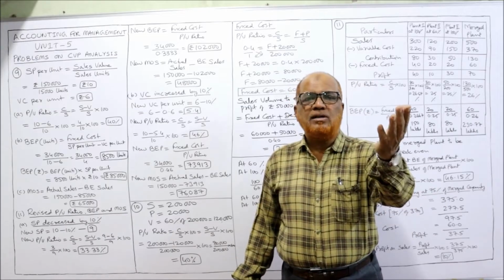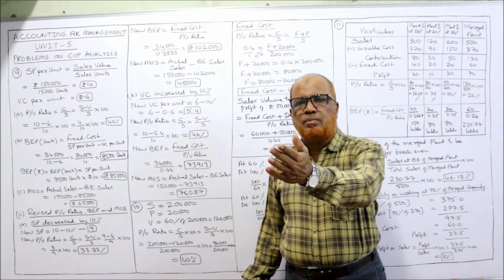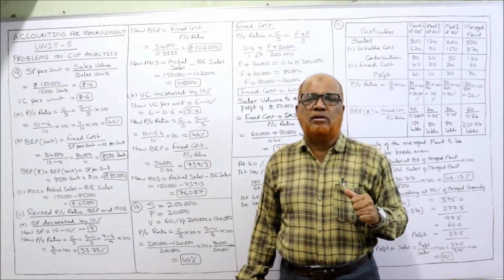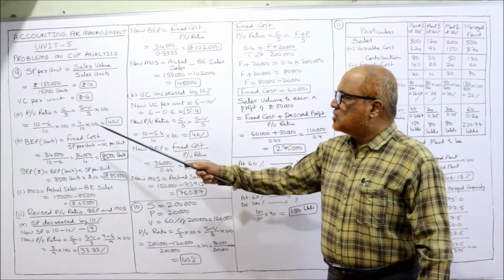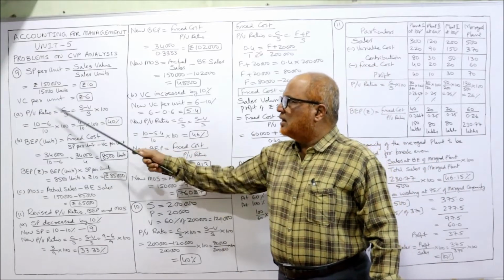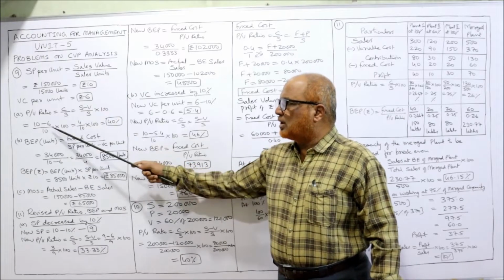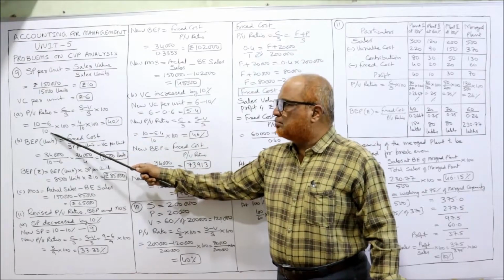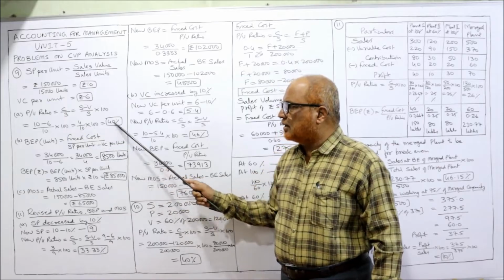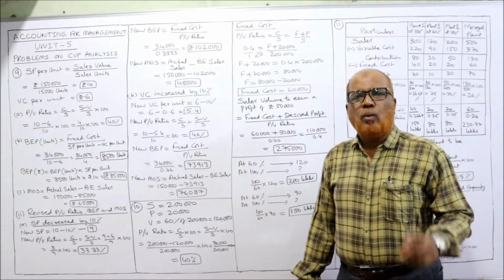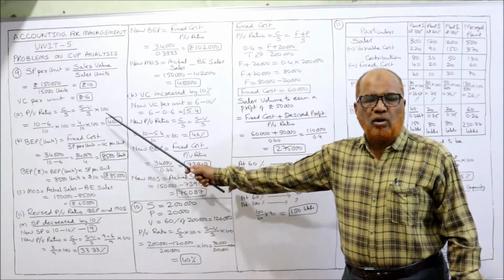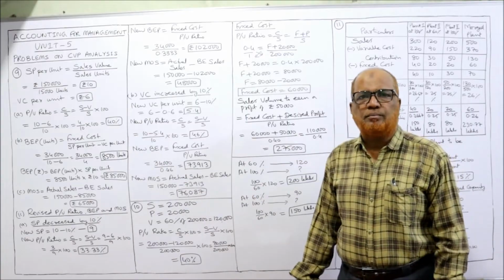Or selling price per unit minus variable cost per unit divided by selling price per unit, you will get the same answer. So here, S minus V by S: 10 rupees selling price, 6 rupees variable cost. So 10 minus 6 by 10 into 100, 4 by 10, 40%. So the first item, PV ratio, we got 40%, or 0.4.